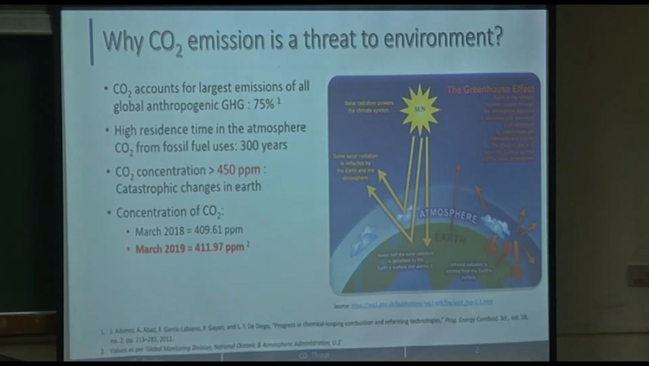So what would happen if the concentration goes beyond 450 ppm? I don't know exactly what the consequences are, but there would be some catastrophic changes on Earth. These two figures indicate that yes, CO2 is a threat, and we need to start in this direction to capture or mitigate these issues. CO2 is one of the largest contributors to global anthropogenic emissions. So what are the man-made emissions? Largely, they are emitted from power plants, which have a major contribution.